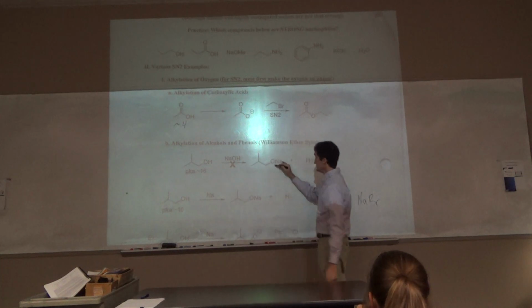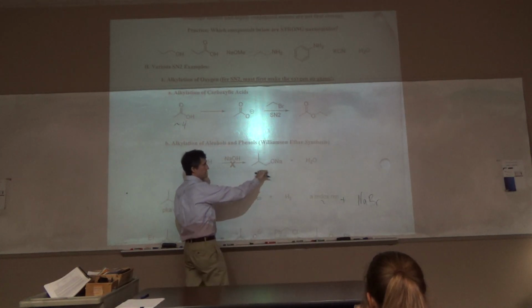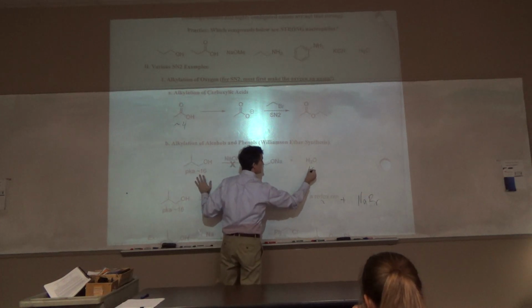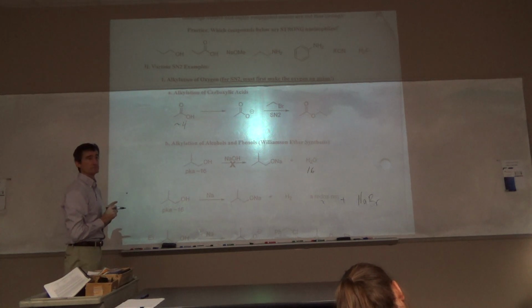To make the anion. We know how to judge equilibrium. This is 16. What's the acid over here? Water, 16. Which side's favored, 16 or 16? Neither.